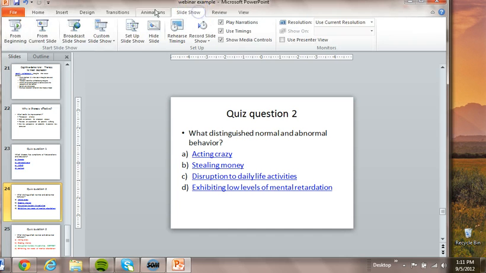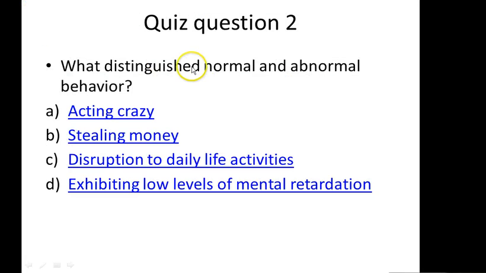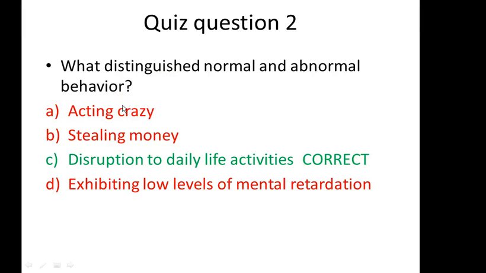All right, so I can test it by going to view the slideshow from the current slide. Oh, I made a typo. That should be distinguishes normal and abnormal behavior. Acting crazy. Oh, nope, that's wrong. And so in this case, I am shown immediately what the correct answer is. And you and your group can decide, do you want them to see the correct answer, or do you want them to go back and have to take another guess?